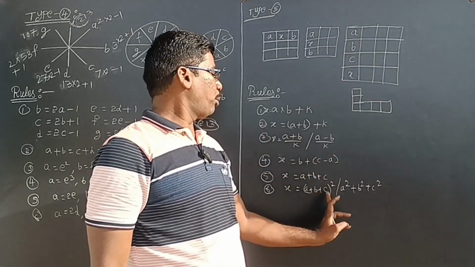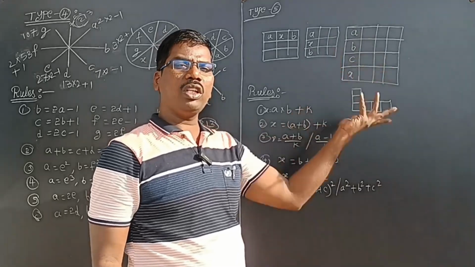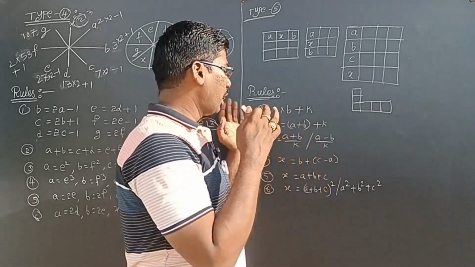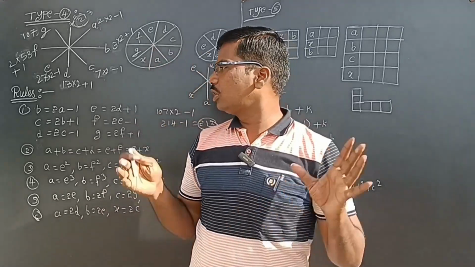Otherwise, a plus b plus c whole square. So whatever they will give, they will think. So we have to identify. So for understanding, I am giving these rules, everything.